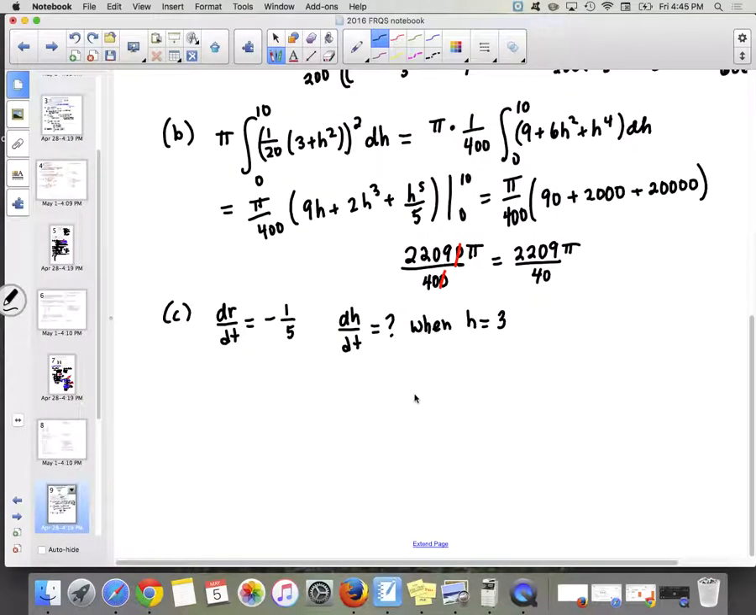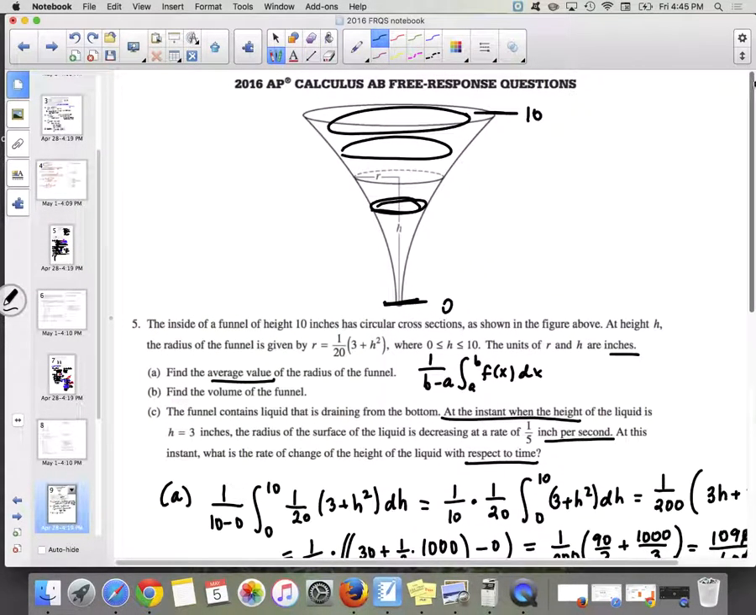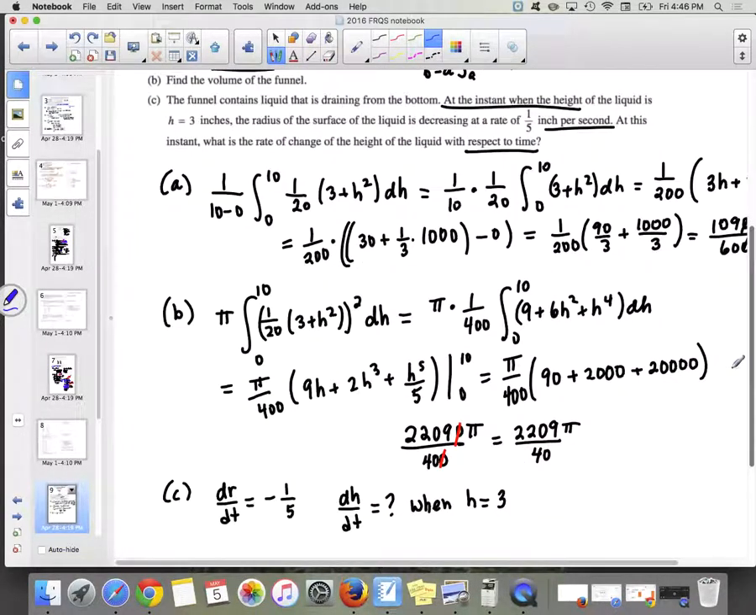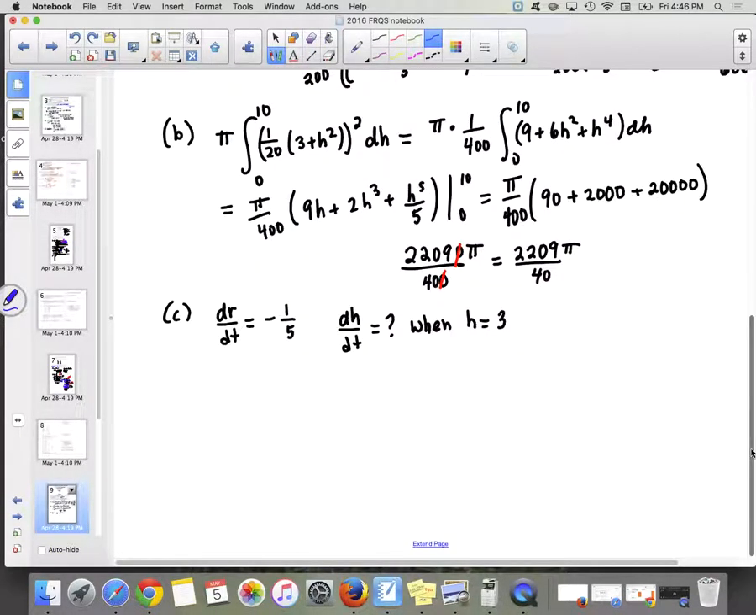Okay, so we need to figure out some kind of relationship between our radius and our height. So if we go back here, it's not quite like the cone problems we did, but similar. We don't have a similar triangle we're setting it up with, but we do have this relationship. We know that r is equal to 1/20 times 3 plus h squared. So we're going to use that. Remember, it's called related rates. If we can find something that helps us relate our two values, we're good to go.